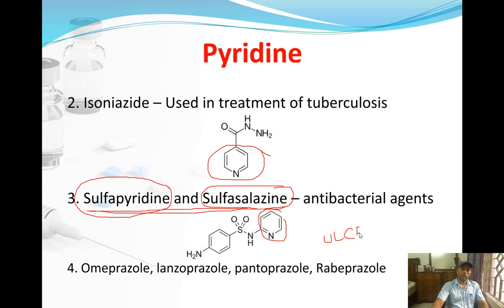There are many types of ulcers, right? Like GERD, gastroesophageal reflux disease, a type of ulcer. Then you have peptic ulcer, you have duodenal ulcer, right? You can use omeprazole, lansoprazole, pantoprazole, and rabeprazole in these diseases, ulcerative diseases.